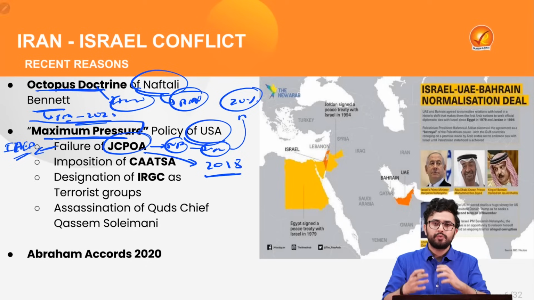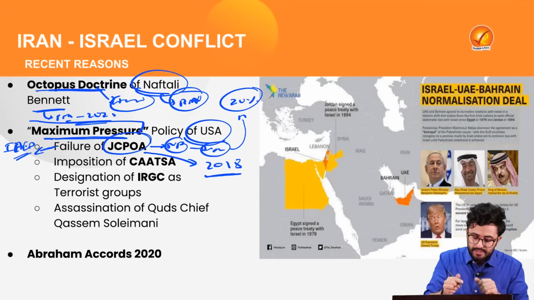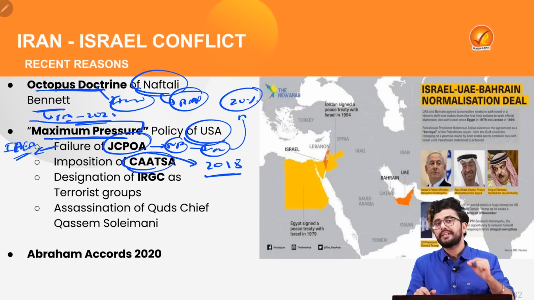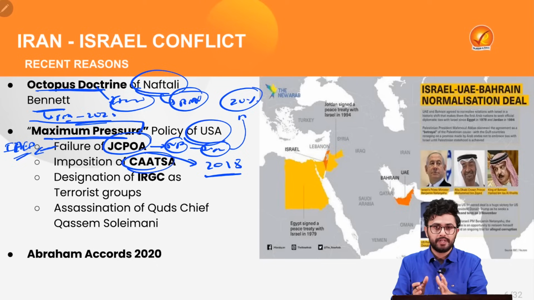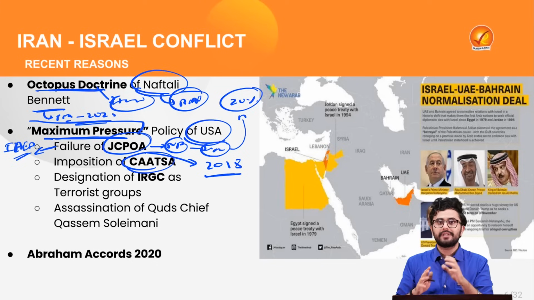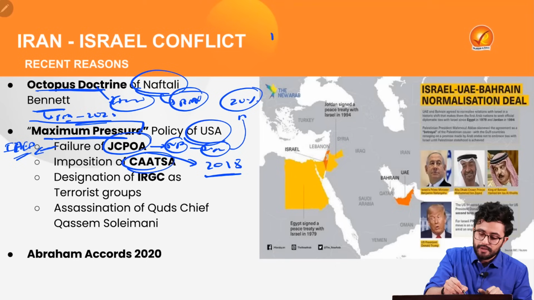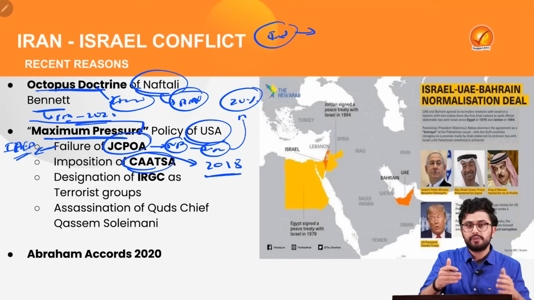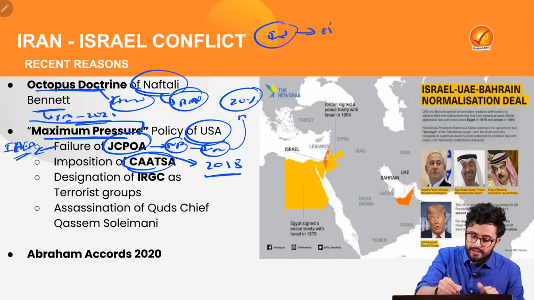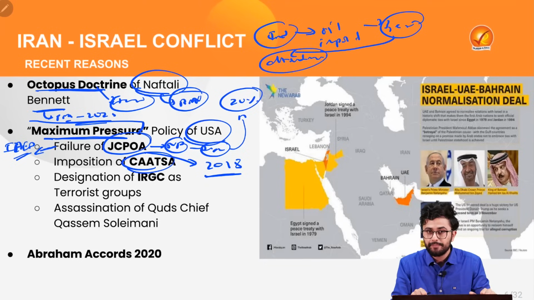Then the USA tried to further drain Iran of economic resources by imposing CAATSA, or the Countering America's Adversaries Through Sanctions Act, and making sure that the allies of the USA do not trade with Iran. The brunt of this CAATSA had to be borne by India as well, as it had to curb its oil import from Iran to zero and thus look towards alternative sources of oil, which were expensive at that time.